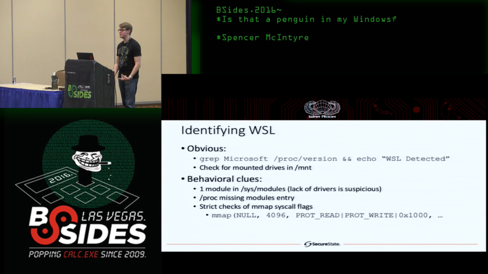You can also look at the MNT directory. You can look to see what exactly is mounted. You should see the drives being mounted in there. So these are things that may in the future be changeable. Microsoft might update and drop the Microsoft string or whatever if it starts to get abused by attackers. So there are a couple of behavioral clues that I wanted to point out, because these are probably less likely to be changed, since it's not going to be as easy as just dropping the word Microsoft out of the titles.